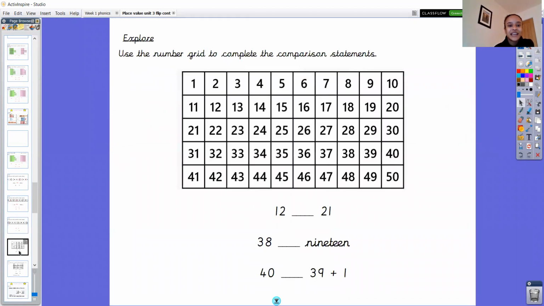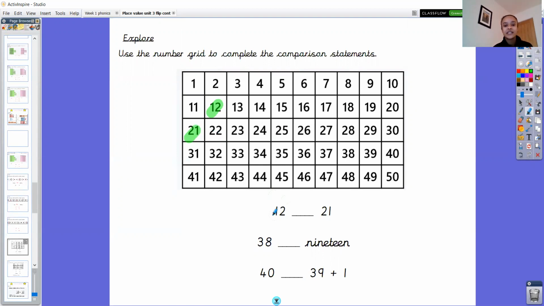Okay. Right, let's have a look at this one here. It says use the number grid to complete the comparison statements. So it's 3 different statements. Okay, so we're just going to think about one at a time. So I've got 12 is something than 21. Okay, so I'm going to find those numbers first of all. Here's 12, 1 10 and 2 ones, and 21 is here, 2 tens and 1 one. So those numbers are swapped around.